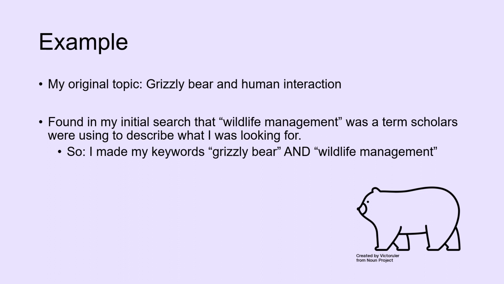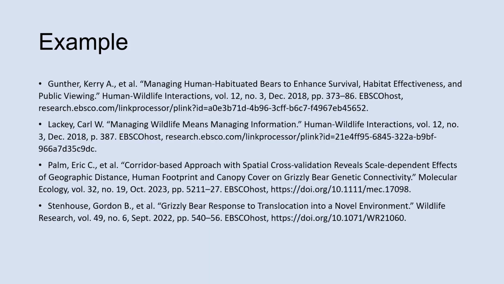So my keywords in Western OneSearch were grizzly bear and human interaction. And through my initial search, I began to realize that scholars often use the term wildlife management more often than they use the term human interaction. And in fact, wildlife management described better what I was looking for. So I changed my keywords to grizzly bear and wildlife management. And these were the sources I found for my original literature review.